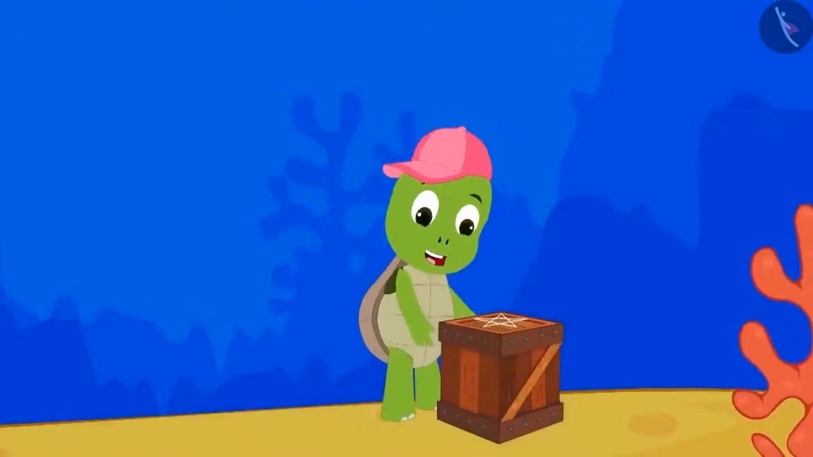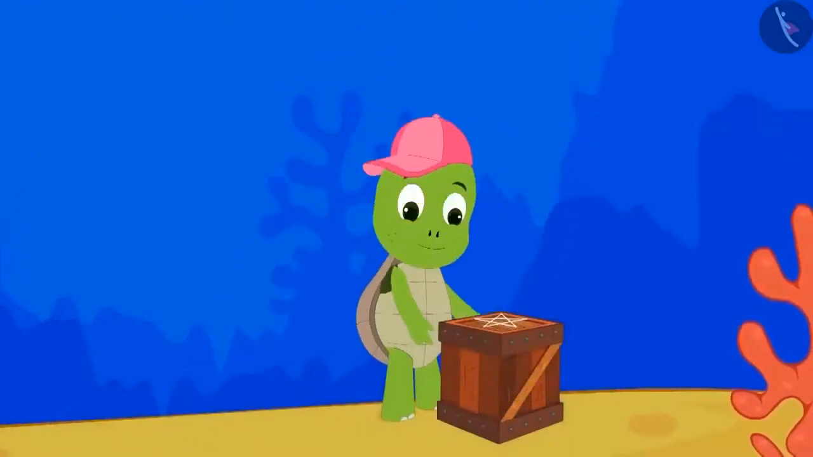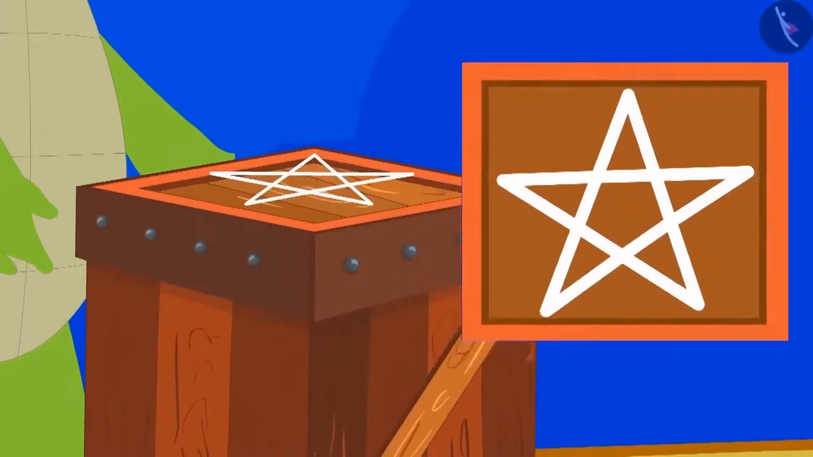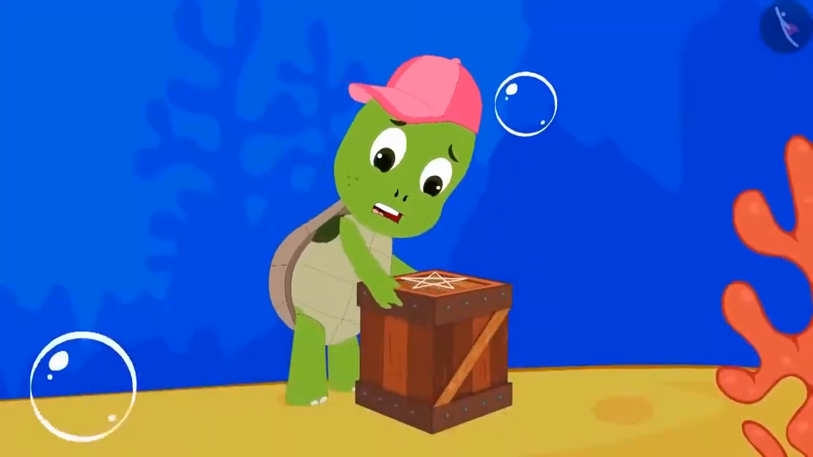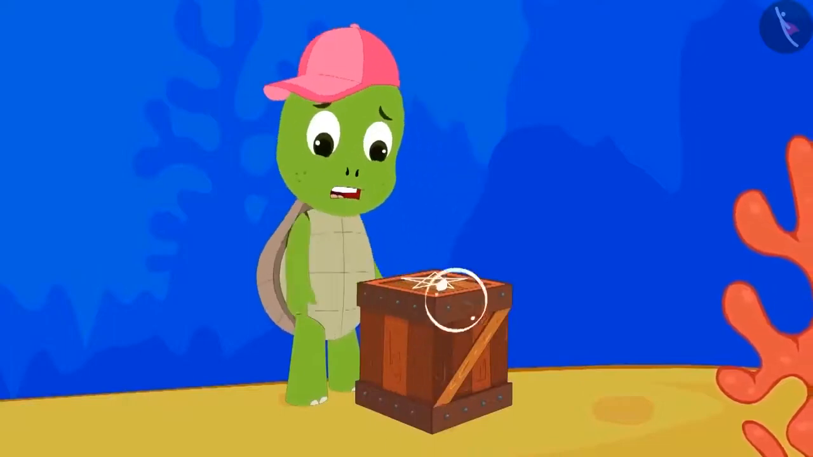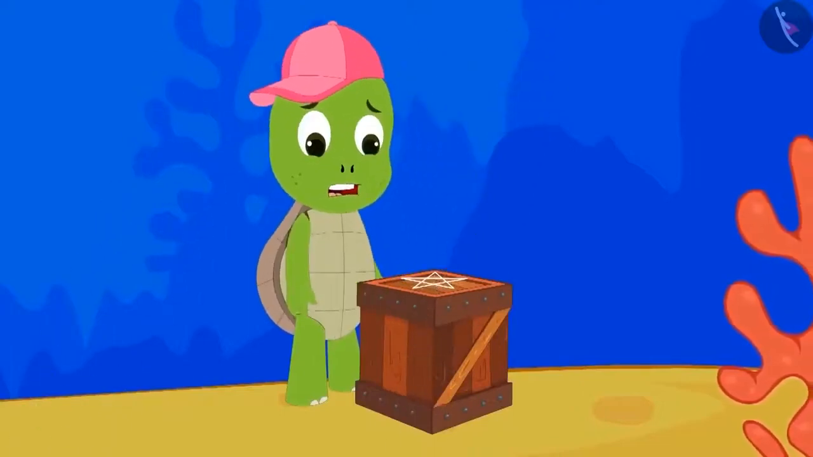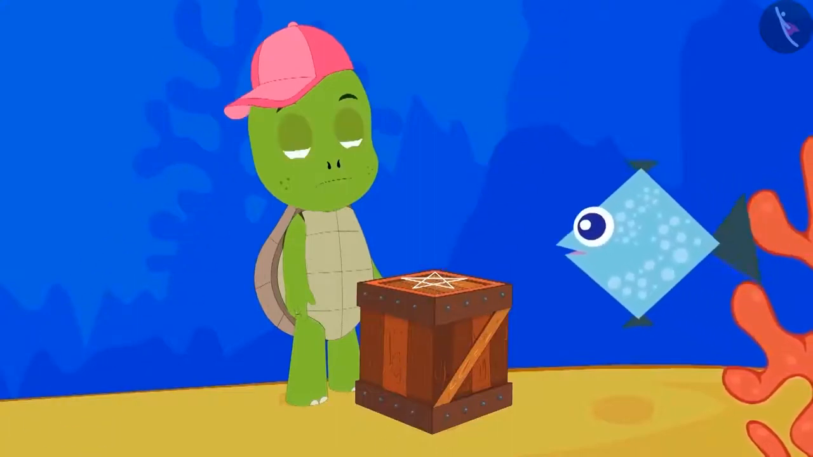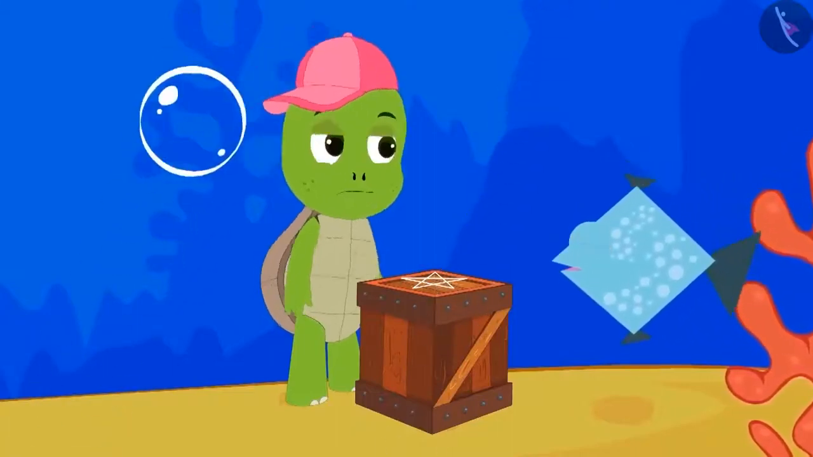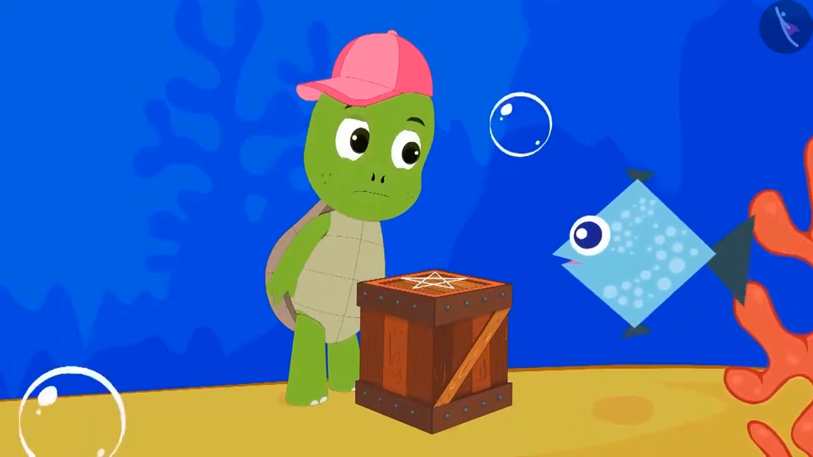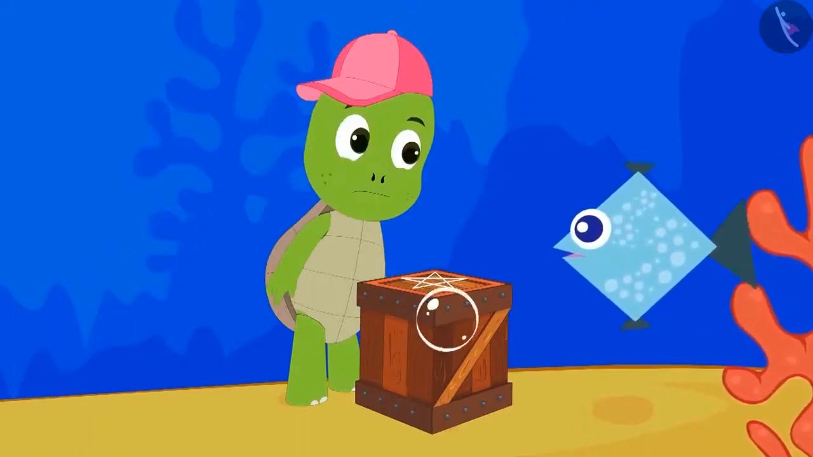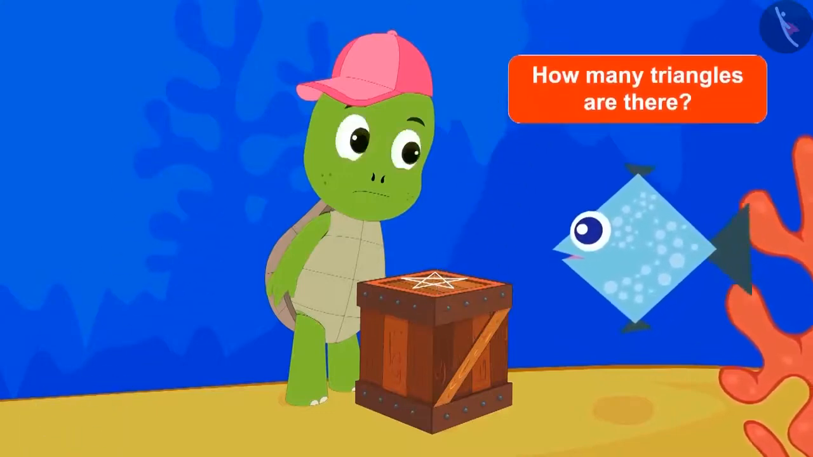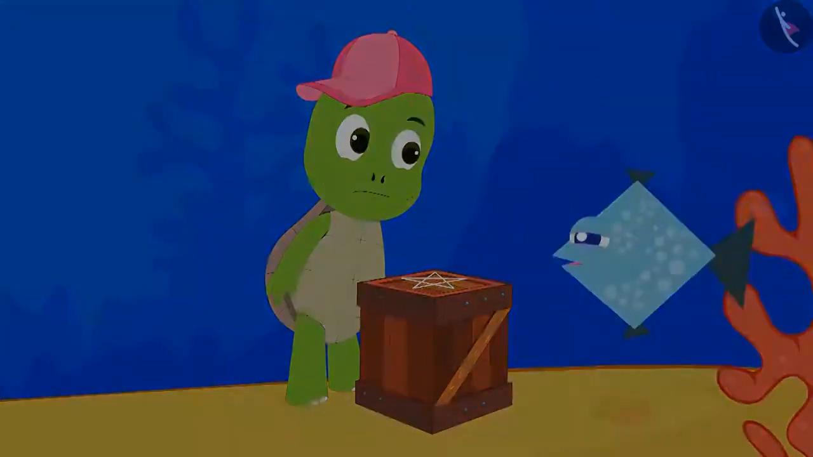Tufan was very happy to see the box. A different pattern was made on the box. Tufan tried very hard to open the box, but the box did not open. Then a fish told him that to open the box, he would have to tell the total number of triangles in the pattern made on that box.